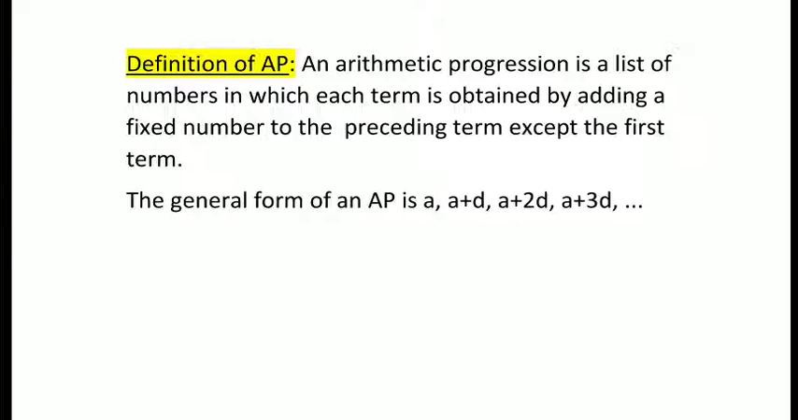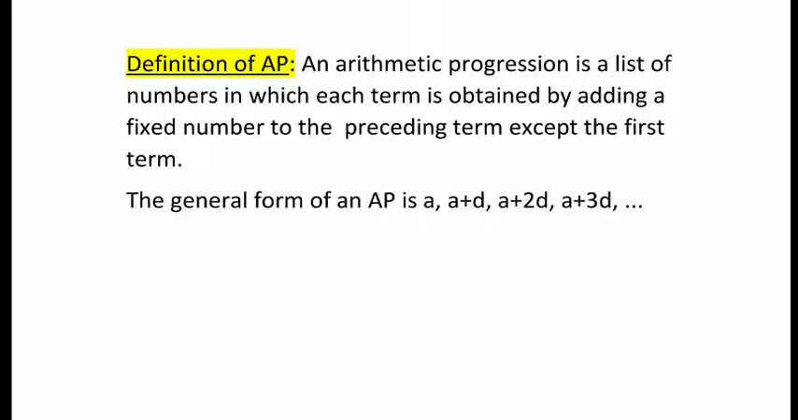In algebra, many times instead of numbers, we use algebraic terms like small a, small b, small c, x, y, small m. Different alphabets are also used in algebra. Since you are in class 10, I think you know about algebra. So let us come to the general form of AP, considering a few terms as given on the screen.